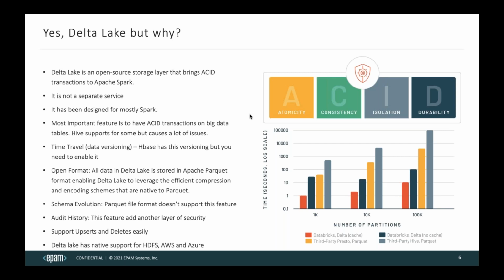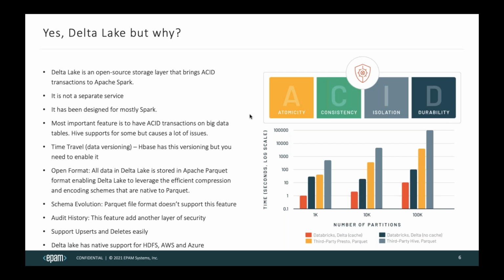Delta Lake is not a separate service. It's not an implementation, but an integration with Spark. So basically, whenever you are starting your Spark, you need to tell the Spark engine that you are going to use Delta Lake, and that's all. And this has been designed mostly for Spark, and this is quite important. So if you say, okay, I would like to use Delta Lake separately, it could be a problem, right?